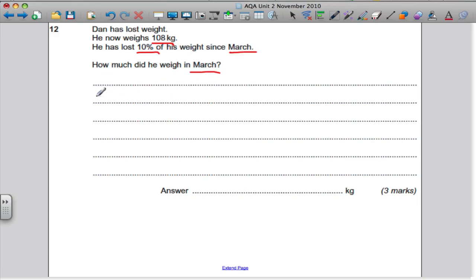So, he was 100% weight. He lost 10%. So he now weighs 90% of his March weight. And that's 108 kilograms. So 90% is equivalent to 108 kilograms. So I want to work out his March weight. I want to work out how much 100% was.